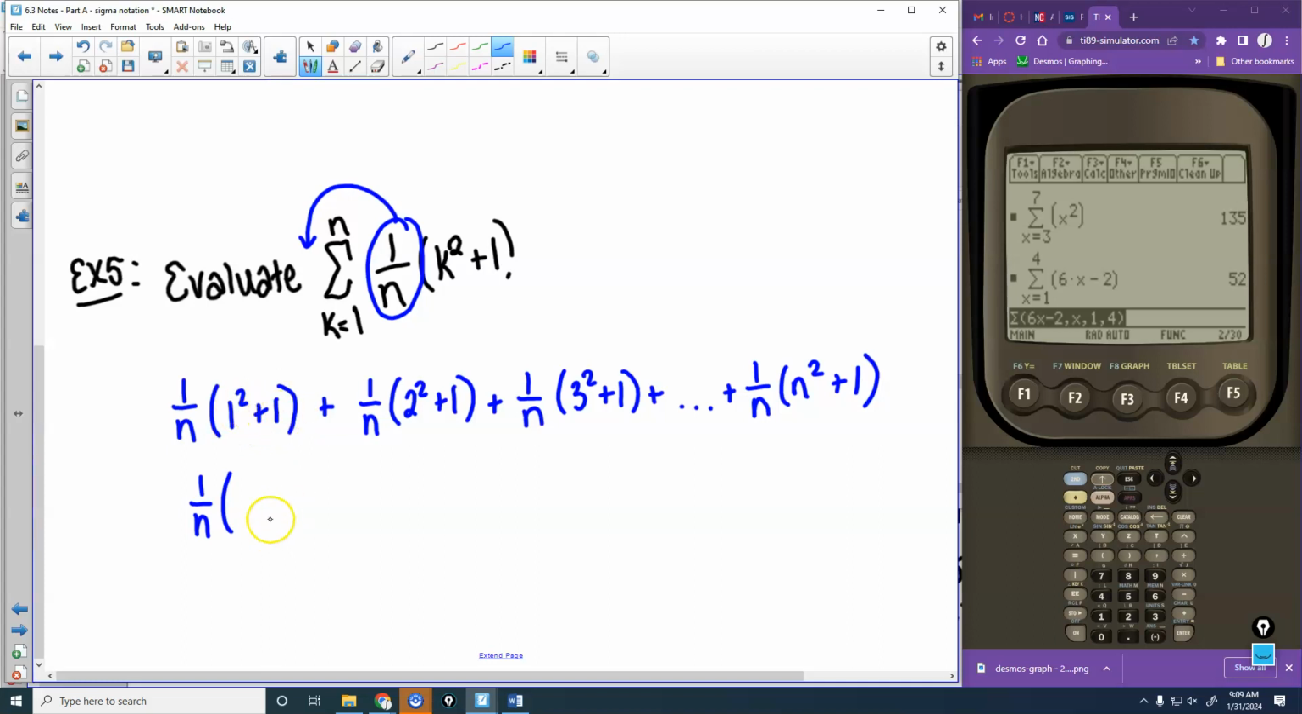And then I would have 1 squared plus 1, which would give me 2. 2 squared plus 1, which would give me 5. 3 squared plus 1, which would give me 10. And then, do I need to do that? I don't think so. Then I'll have dot, dot, dot, and we'll have n squared plus 1 for that. So, if I have a problem like this, I don't think I simplify anything in that.